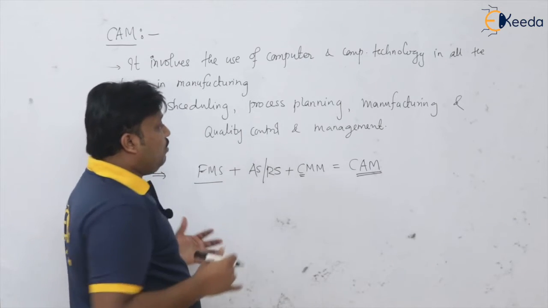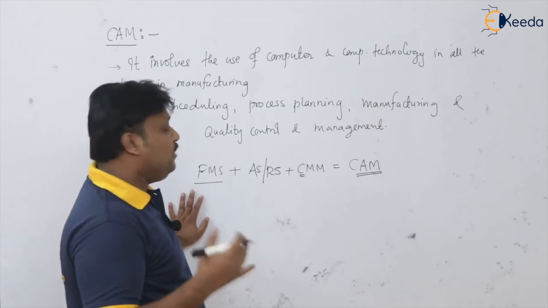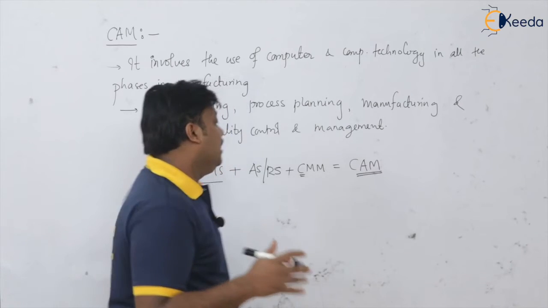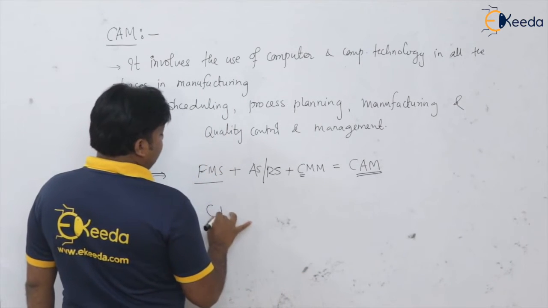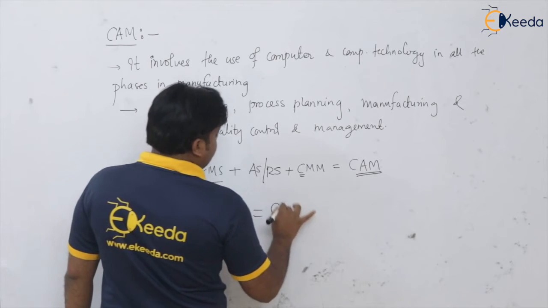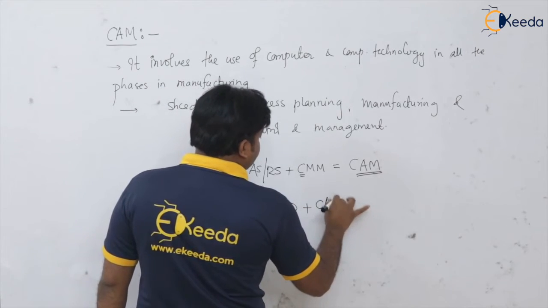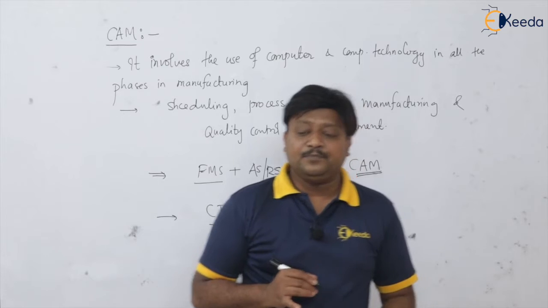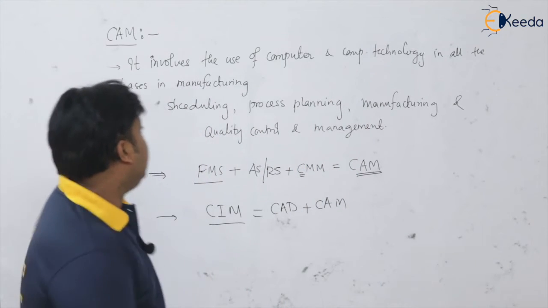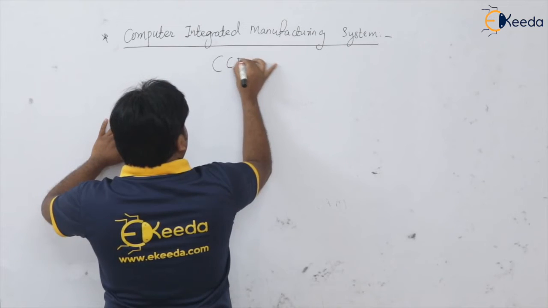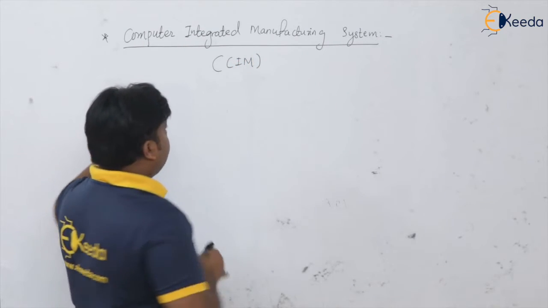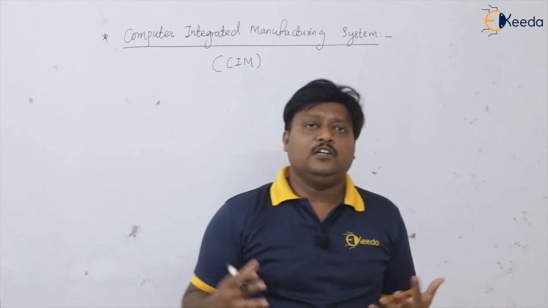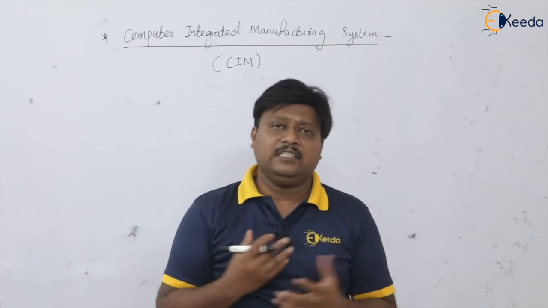And when you talk about this integrated system, that is computer aided designing plus computer aided manufacturing, now we are getting the computer integrated manufacturing, that is the use of CAD plus CAM. We are getting the CIM, computer integrated manufacturing. Now after CAM, let us talk about this CIM. You can call it CIM or CIMS. So what is actually this CIM? That is the use of CAD and CAM together.